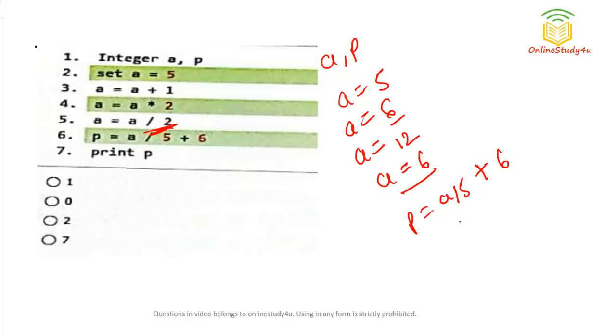So what is the value of a? That is 6. 6 divided by 5 plus 6. If you divide 6 by 5, we will have 1. So 1 plus 6 equals 7. So what will be the correct answer? 7 will be the correct answer for this particular question. So let's see our next question now.